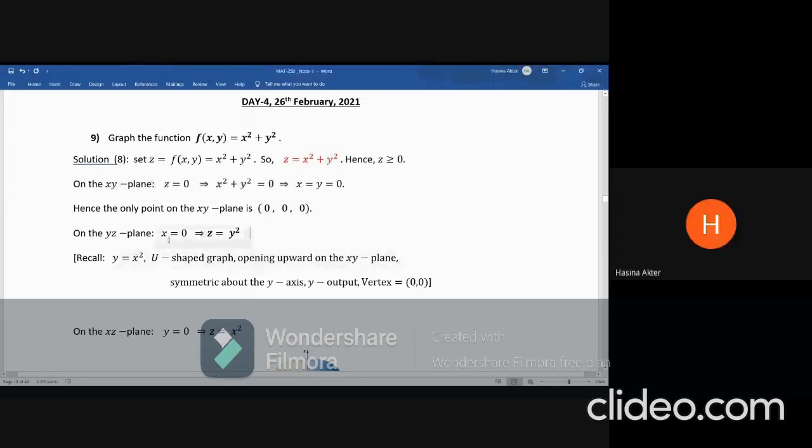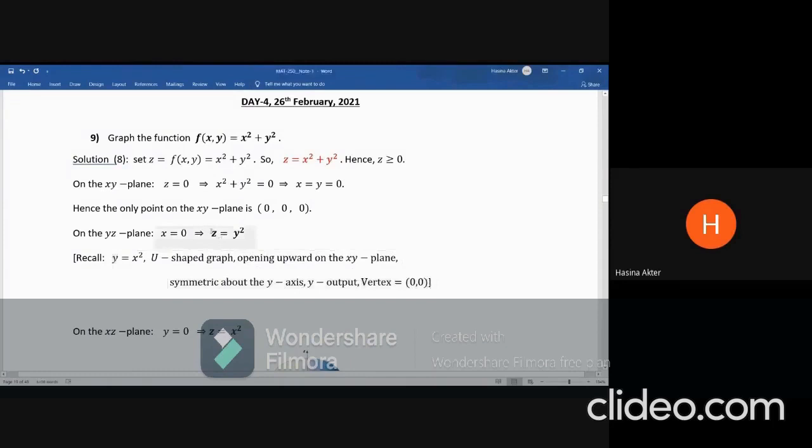Now on the yz plane, we have z equals y squared. So if you recall, y equals x squared is a parabola. So it is a U-shaped graph opening upward on the xy plane and symmetric about the y-axis, where y is the output. That means symmetric about the output axis and the vertex is at the point 0, 0.